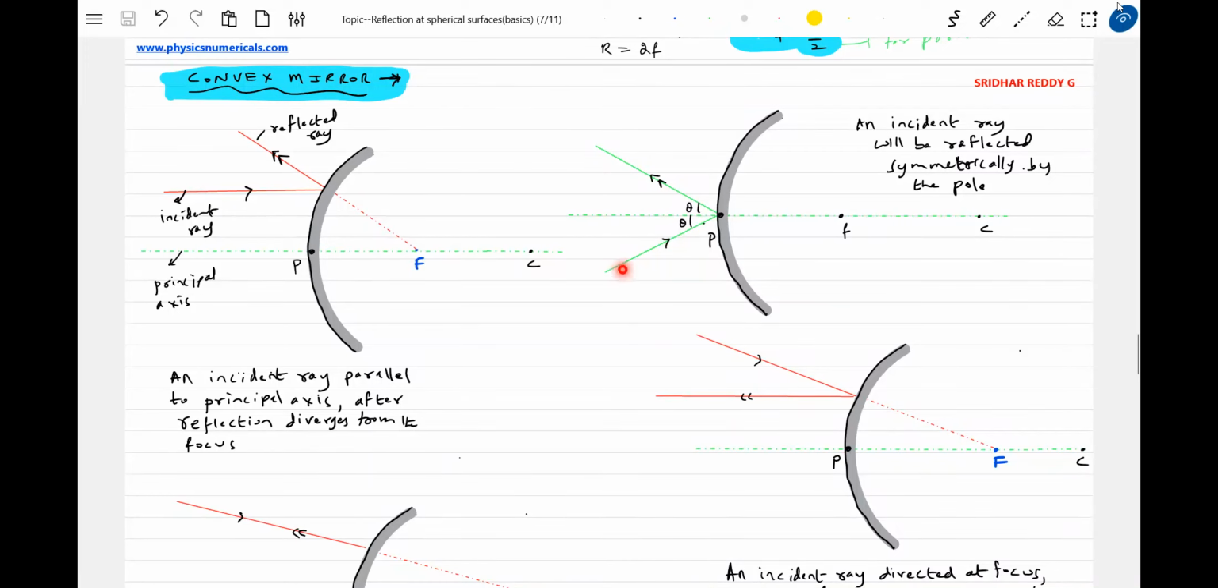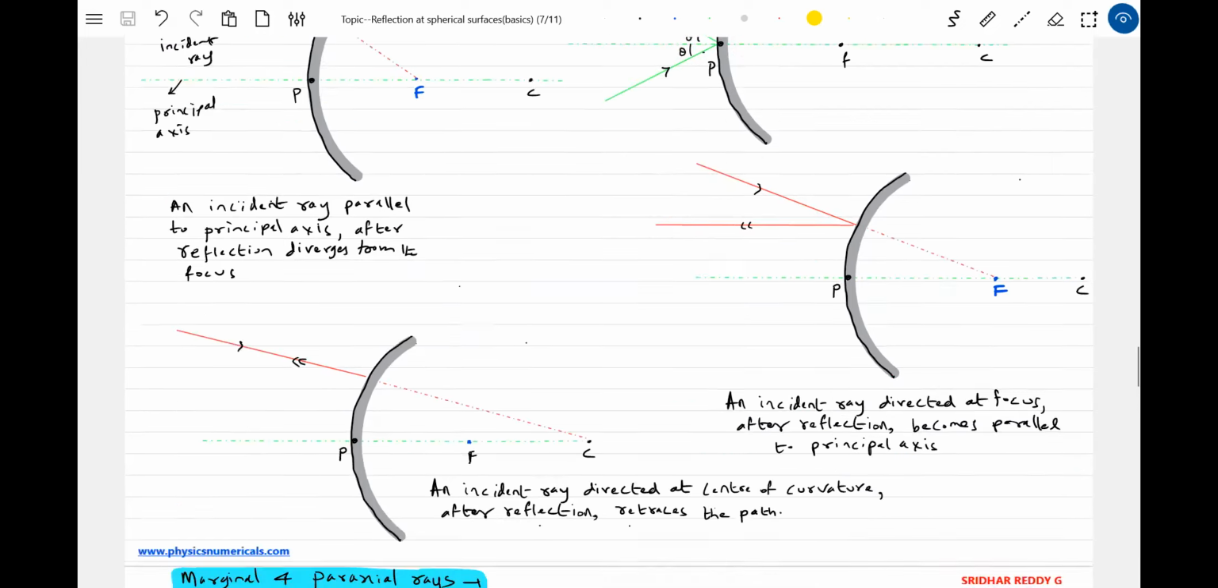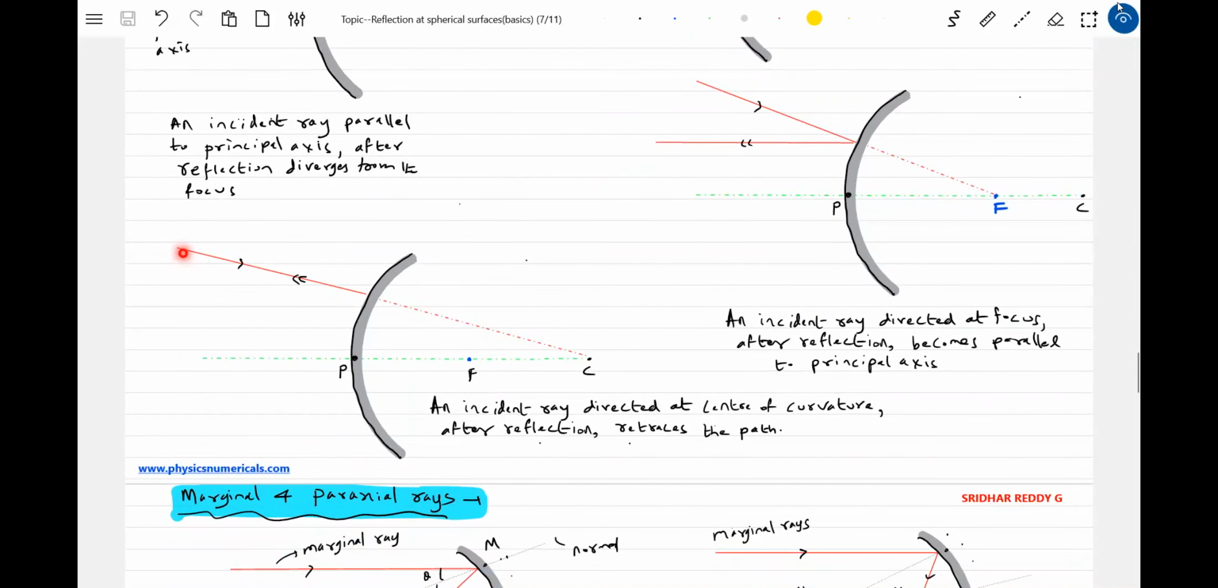Similarly, a ray incident at an angle theta at the pole will be reflected at an angle theta, meaning it will be reflected symmetrically with respect to the principal axis. Then, if a ray is directed at the center of curvature, after reflection it will retrace its path because the angle of incidence equals the angle of reflection. This is the normal, 90 degrees.